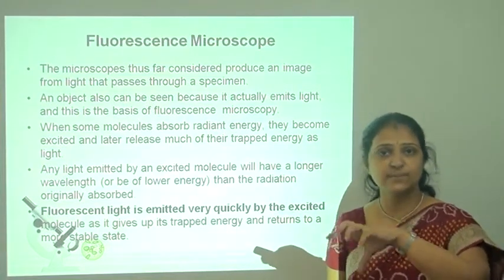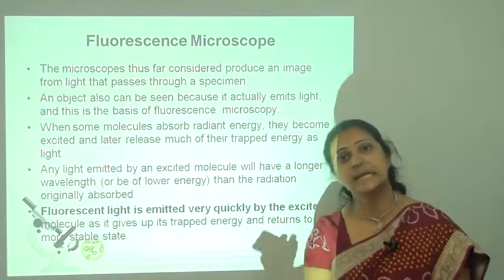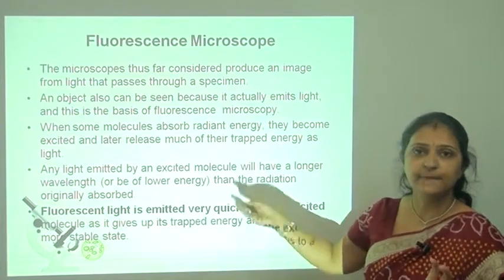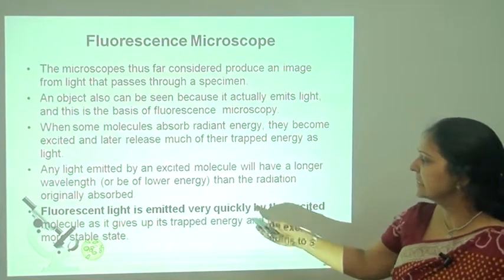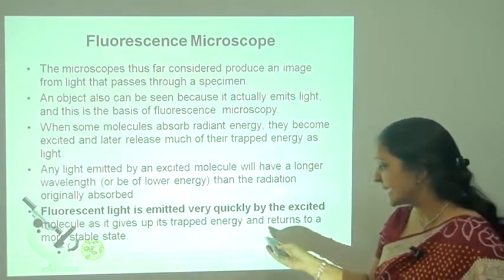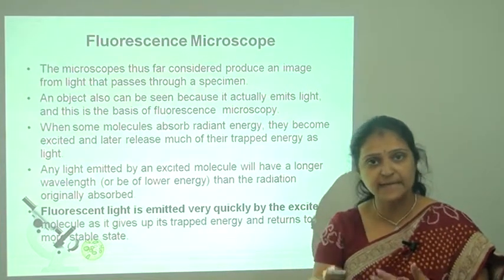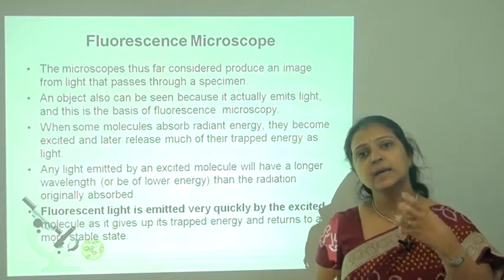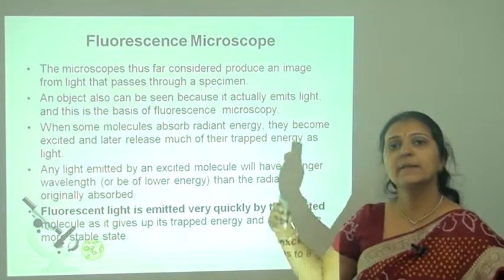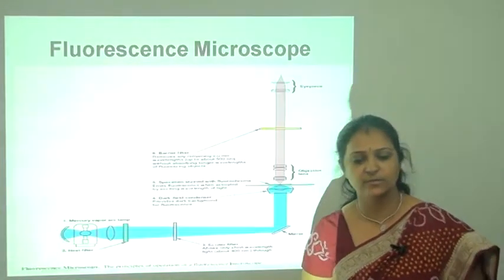So the object which has absorbed the radiation will emit it in the form of light energy, and because of this light energy emitted by the object, this object can be seen by fluorescent microscopy. Fluorescent light is emitted very quickly by the excited molecule as it gives up its trapped energy and returns to the most stable state. So the excited molecule will emit fluorescent light and then reach the stable state, and because of this fluorescent light the object can be seen properly by the use of fluorescent microscopy.